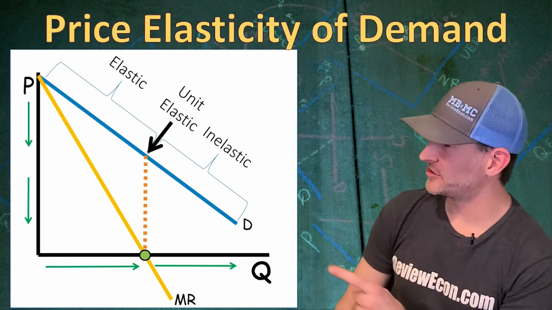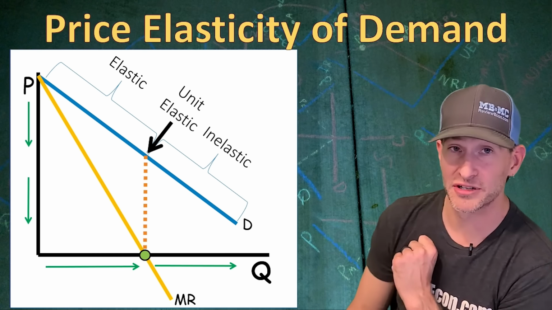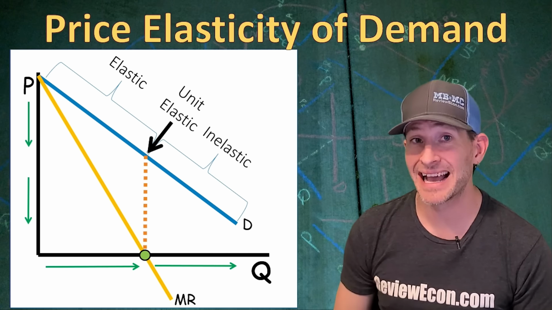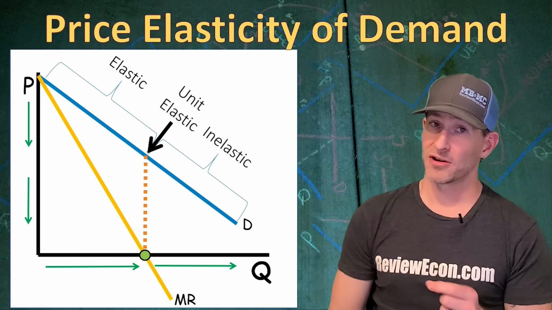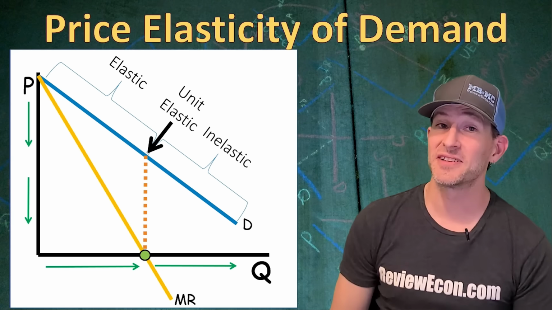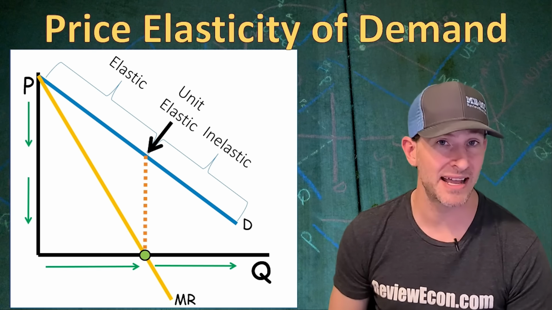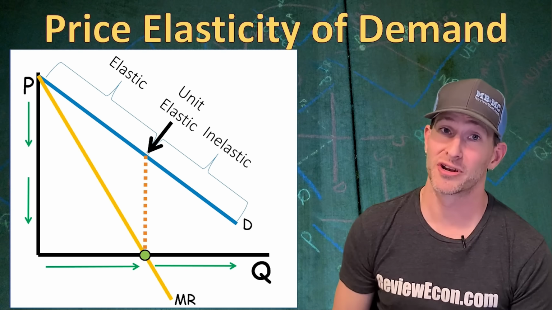You can see the total revenue test on a demand curve with a marginal revenue curve below it. As long as marginal revenue is positive, that's the elastic range of the demand curve. Where marginal revenue is 0, the point above is the unit elastic point of that demand curve. And where marginal revenue is negative, that's the inelastic portion of the demand curve above.